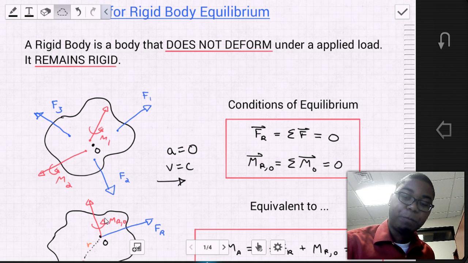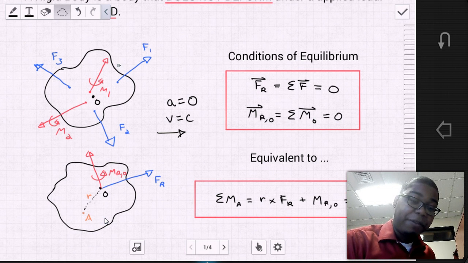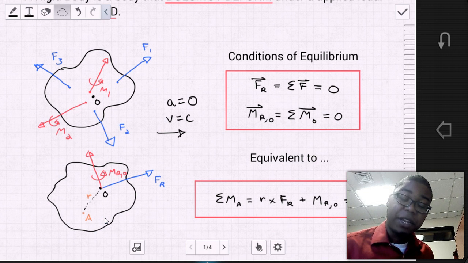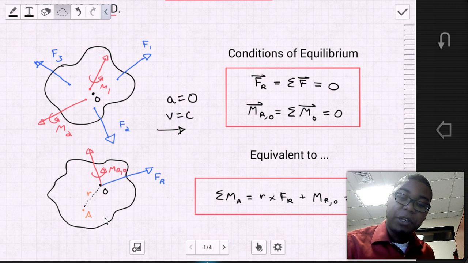Now, remembering from Chapter 4, where we went over equivalent systems, we know that we can take this system of forces and moments and simplify it into a single resultant force and couple moment at some point A. And if we do that, then we'll find that the conditions of equilibrium, these two equations, are equivalent to the sum of the moments about point A, where r is the distance from A to O, cross F_R, plus the couple moment (M_R) about point O, and that will be equal to 0.